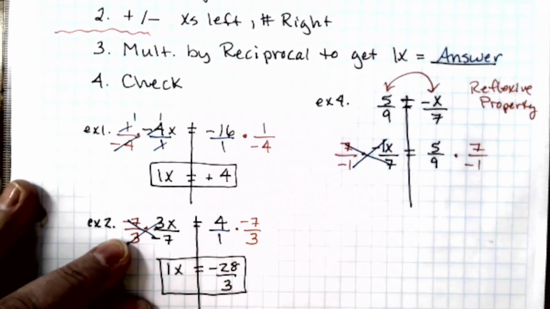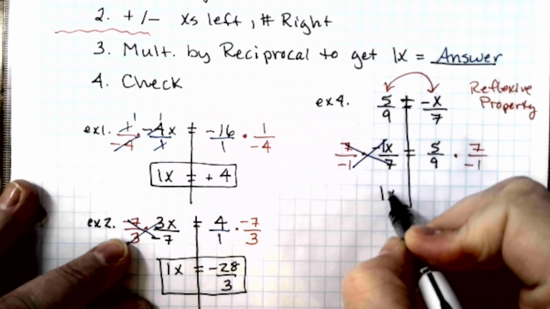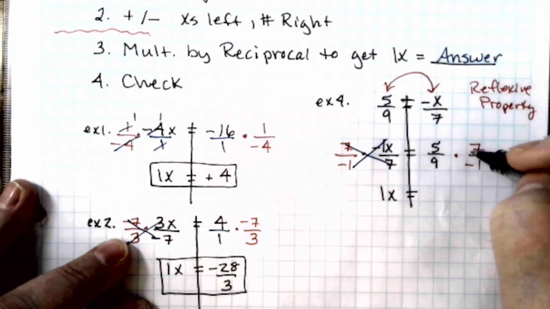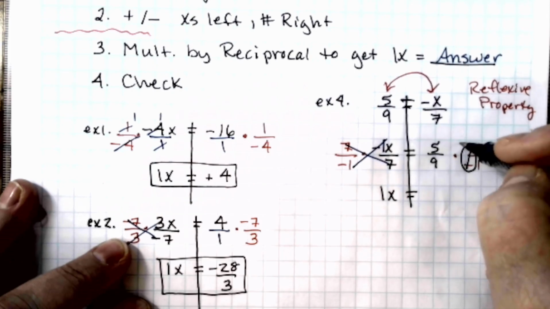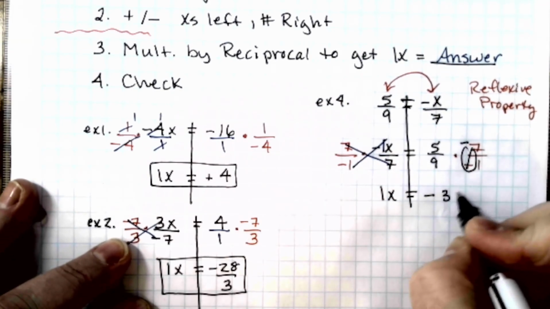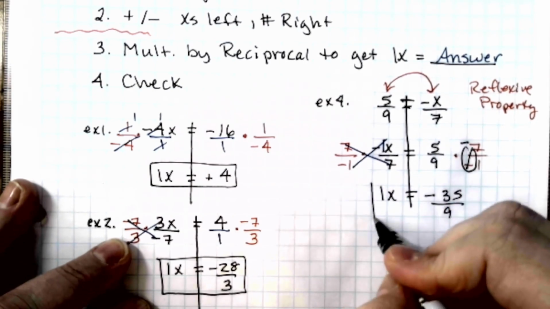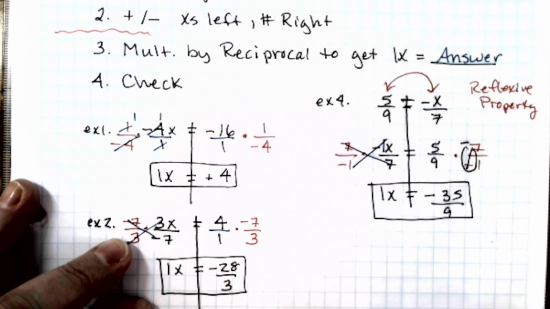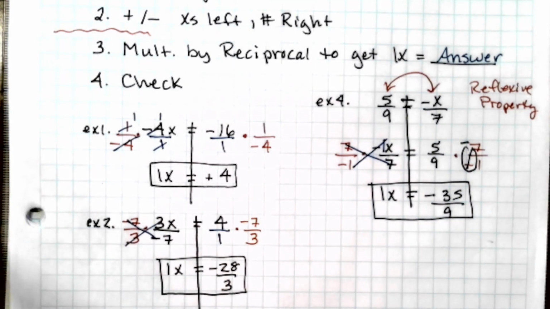The reciprocals cancel out. I have a 1x. And on the right, a positive divided by a negative is a negative. And a positive times a negative is a negative 35/9. Make sure that your negative monomials are always on the top of your answer, never on the bottom.